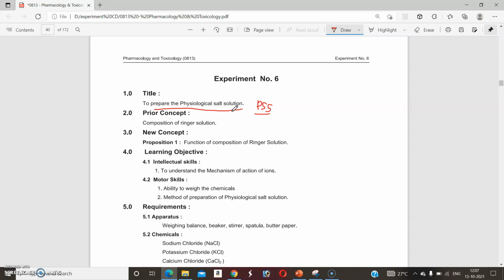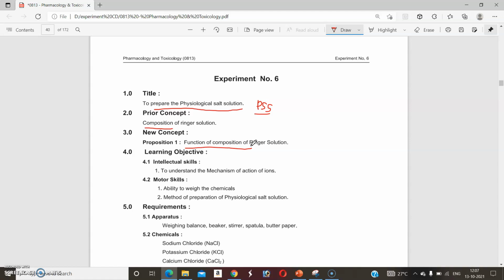So why do we prepare this physiological salt solution? You should pause this video and write in your own language why we are using this physiological salt solution. My dear students, whenever we inject any saline to a person, that is similar to this physiological salt solution. So the very important point is what is the composition of Ringer or physiological salt solution and what is the function of this physiological salt solution.